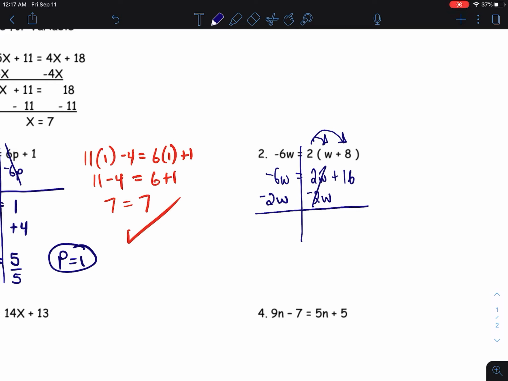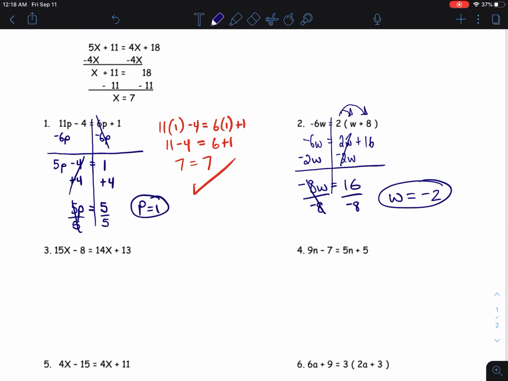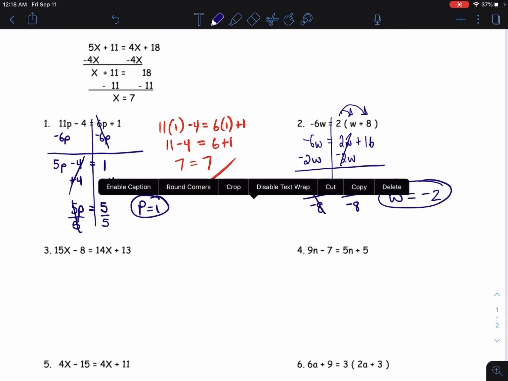Negative 6 and negative 2: I think the best way to think of negatives is with money. So I owe somebody $6, I owe somebody else $2, altogether I owe $8. Then we're going to divide by negative 8. So negative 8 times w, that's multiplication. If I want to undo that, I'm going to divide. So w is going to be negative 2. And same scenario, we could plug that in and verify that that's the right answer.